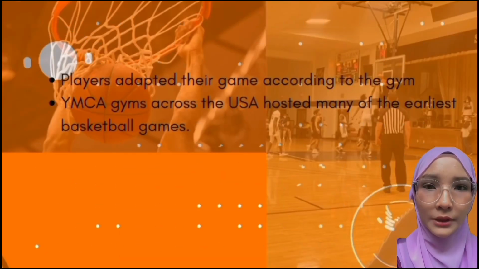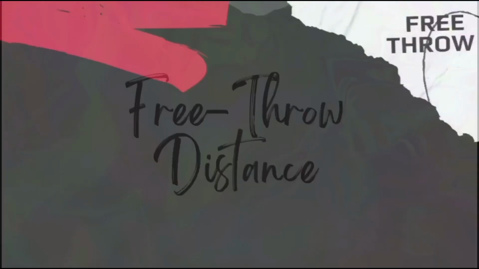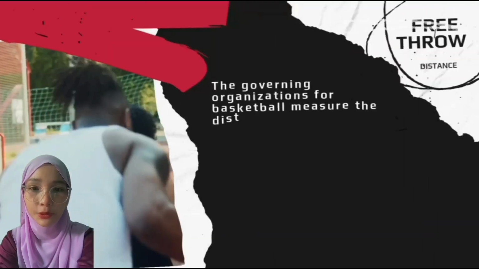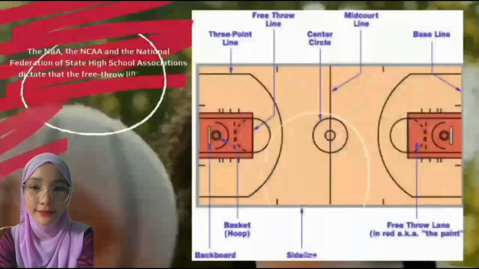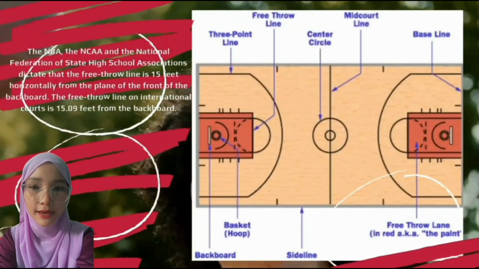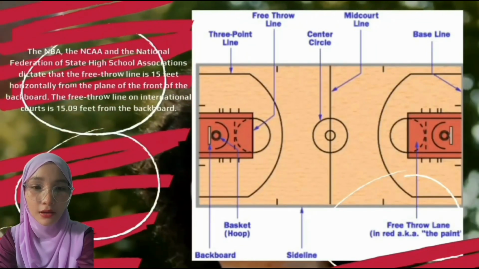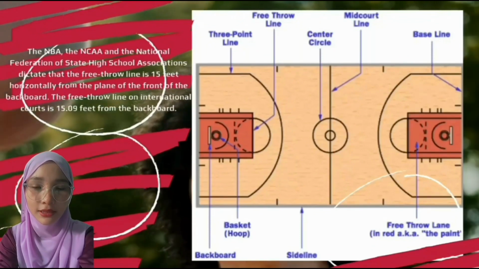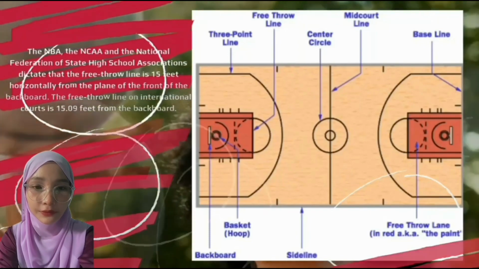YMCA gyms across the USA host many of the earliest basketball games. The governing organizations for basketball measure the distance of the free throw line from the front plane of the backboard. The NBA, the NCAA, and the National Federation of State High School Associations dictate that the free throw line is 15 feet horizontally from the plane of the front of the backboard. The free throw line on international courts is 50.09 feet from the backboard.